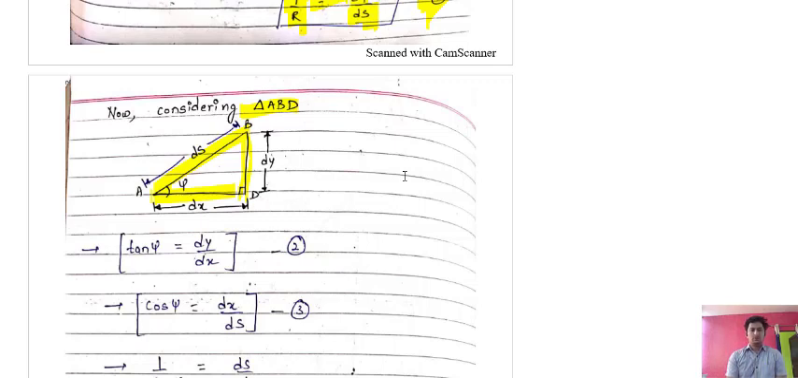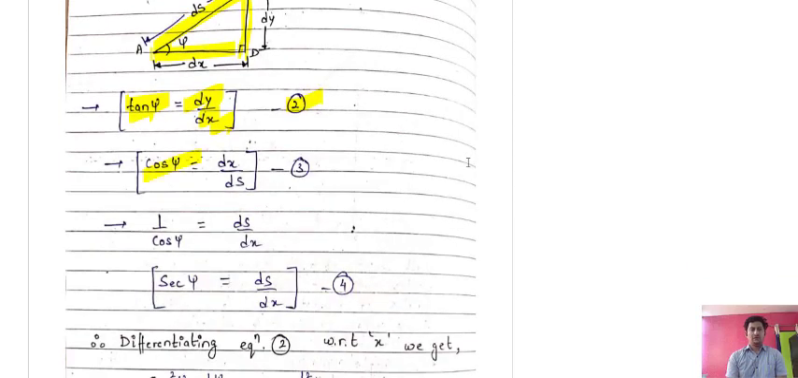Now from this triangle we get tan psi equal to perpendicular upon base, that is dy upon dx. Let it be the second equation. Here we can calculate cos psi as dx upon ds. This is the third equation, and we will use these in further derivation. So 1 upon cos psi equals ds upon dx, and 1 upon cos psi is sec psi. So sec psi equals ds upon dx. This is the fourth equation.